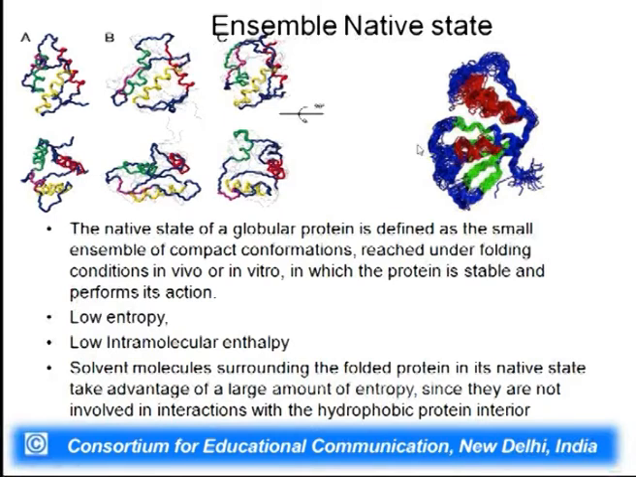So, the native state of a globular protein is defined as the small ensemble of compact conformations reached under folding conditions either in vitro or in vivo, and in the native state the protein is going to be stable and functional. But still again, native state is not just one unique state, it is an ensemble of these compact conformations. All of them are going to have secondary interactions, will have tertiary interactions, but there is going to be some variation between all of them.